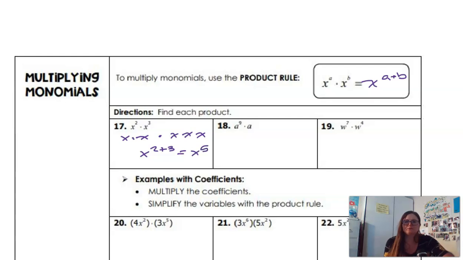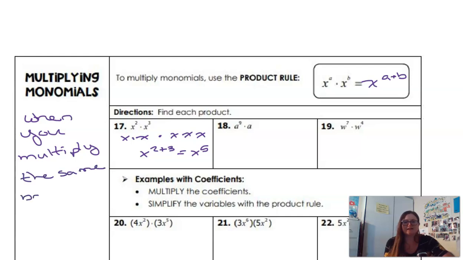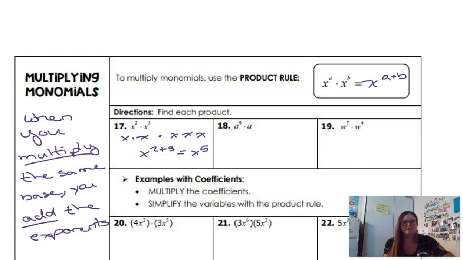So let's write this rule out. When you multiply the same base, I'm going to write it over in the margin here. And that's important: it has to be the same base. You can't do x to the a times y to the b. You just can't do that. When you multiply the same base, you add the exponents. That's the big takeaway from today's lesson, hopefully.